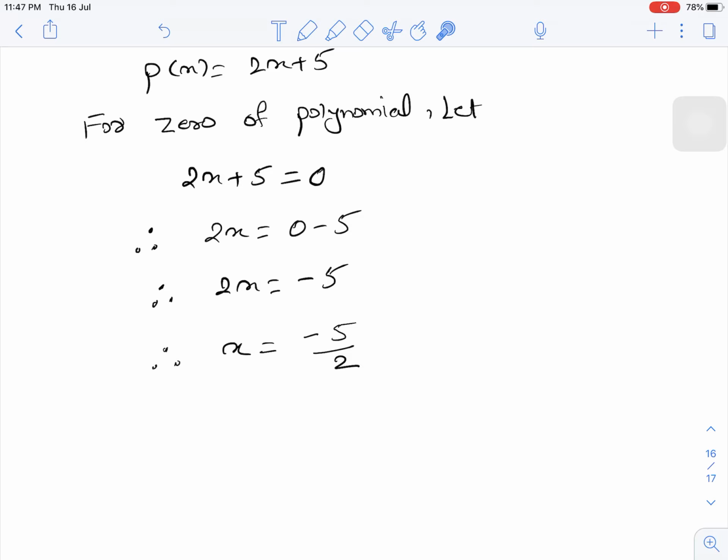It means that if we write minus 5 upon 2 in place of x, then the answer of the whole polynomial will be 0. Therefore minus 5 upon 2 is 0 of the given polynomial. So in this way we have learned today what zeros of the polynomial are, how to check whether a given number is 0 of the polynomial, and finally how to find 0 of the polynomial. So this much is enough for today. Thank you.